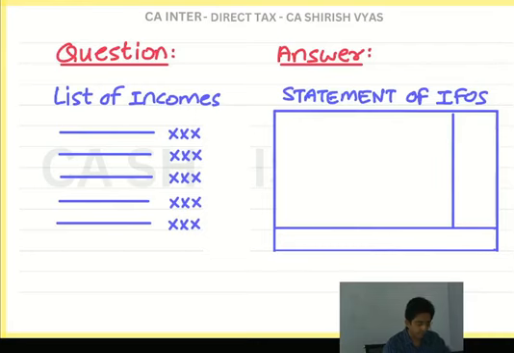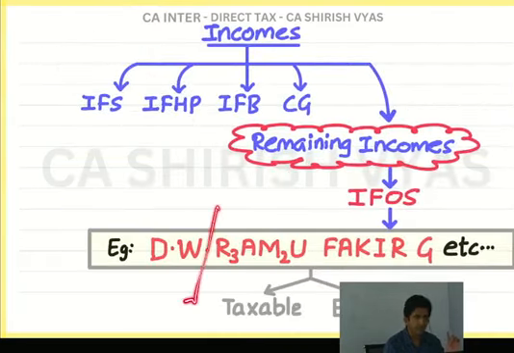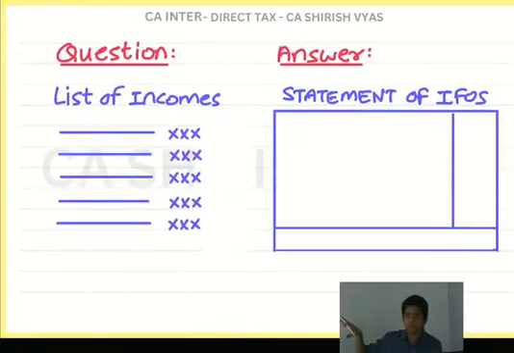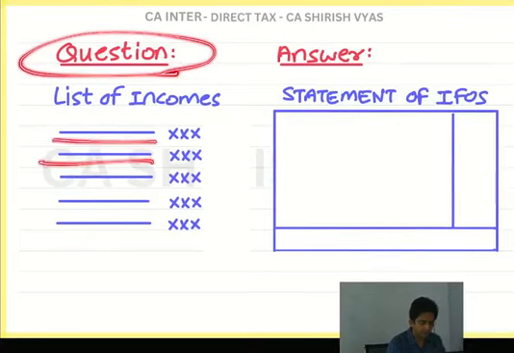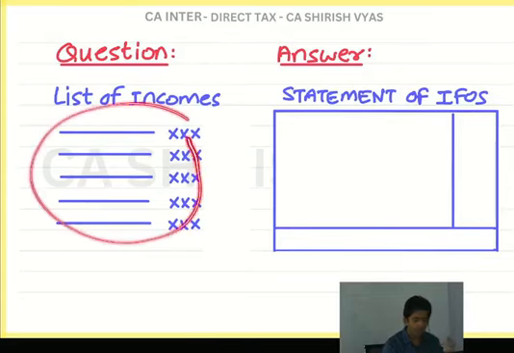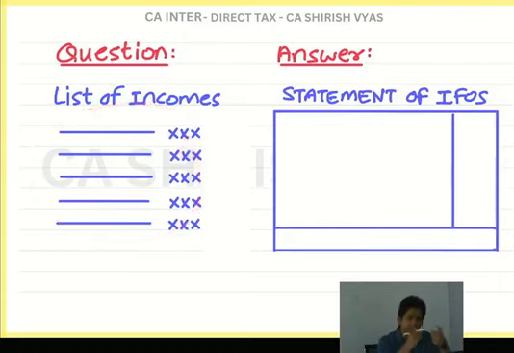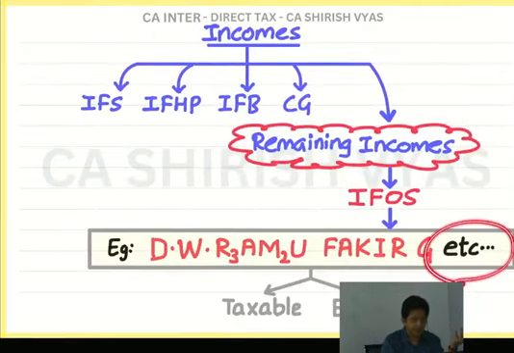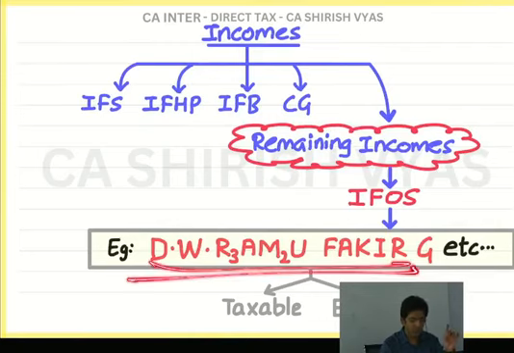So see, in the question, what will they do? I have just completed D and W, and in between I am shifting to what is asked in the question. So tell me, what will they give you in the question? They will give you a list of incomes. And trust me, whatever list they give, it will be from D, W, R, A, M, U, F, A, K, I, R, G. Only these incomes will come, based on experience I have seen. Actually, there can be many incomes in the world, but I have written etc. But mostly in exams you will see only these incomes appear in the question.